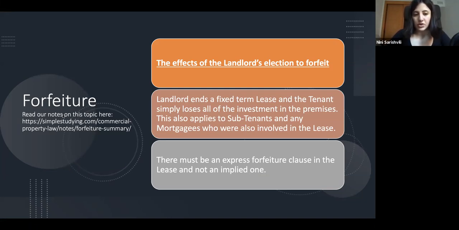Forfeiture, you can read our notes on this. Basically what it means is that when a landlord ends a fixed term lease, the tenant simply loses everything, the rights granted in the lease. This also applies to subtenants and mortgagees who were also involved in the lease. There are certain grounds under which a landlord is granted a right to undertake forfeiture proceedings.